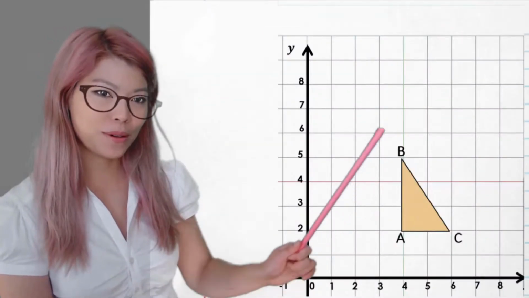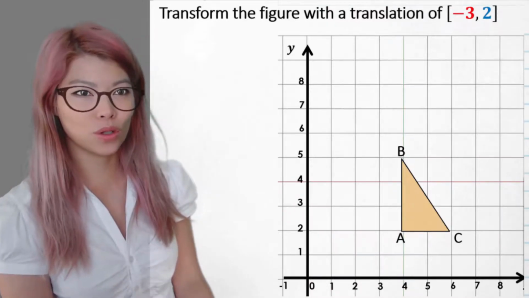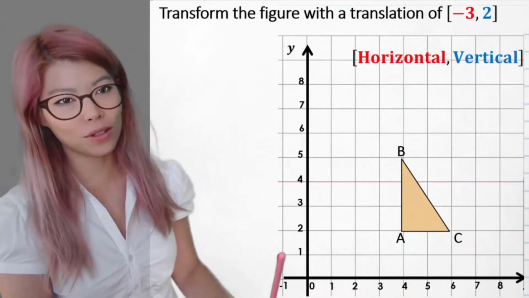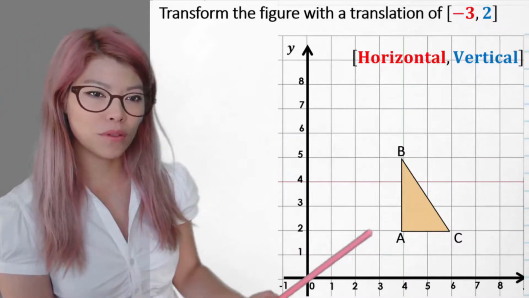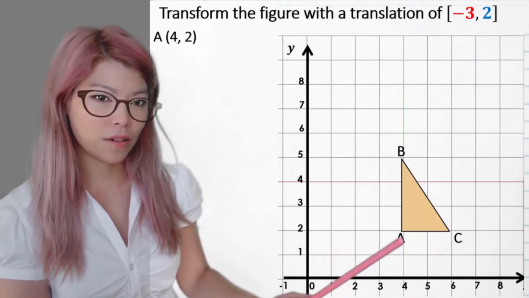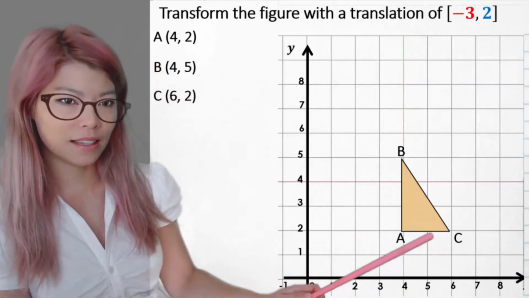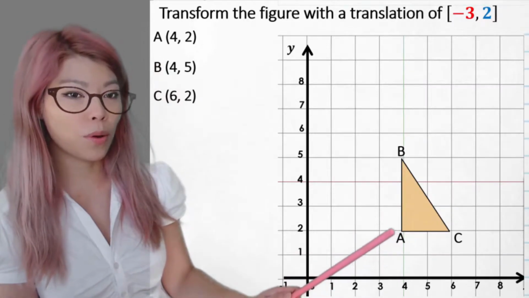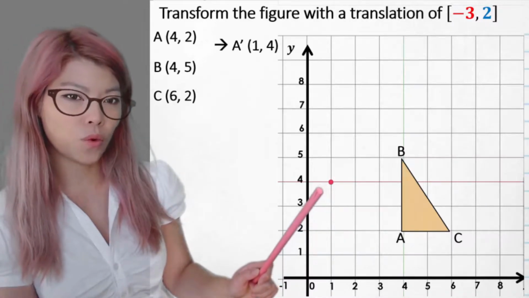Here we have 3 points A, B, C. What happens when we translate by (-3, 2), or in other words, -3 in the horizontal direction and 2 in the vertical direction? Instead of saying moving, I'm going to use the word translate. So the point A is now at (4, 2), the point B is at (4, 5), and the point C is at (6, 2). And I'm going to move the point A 3 to the left and up 2. So I end up at (1, 4).